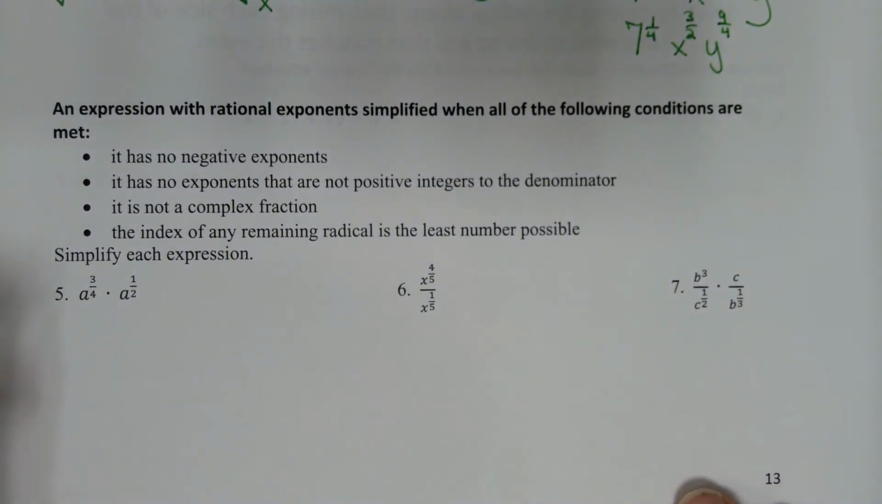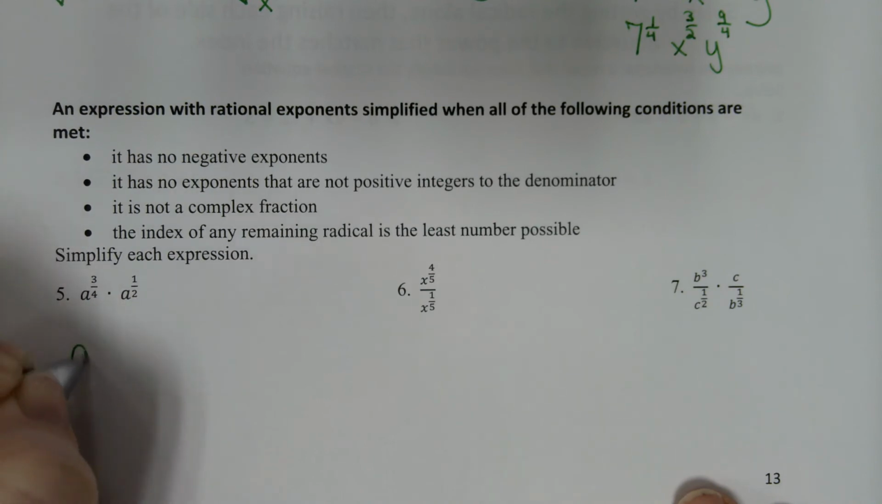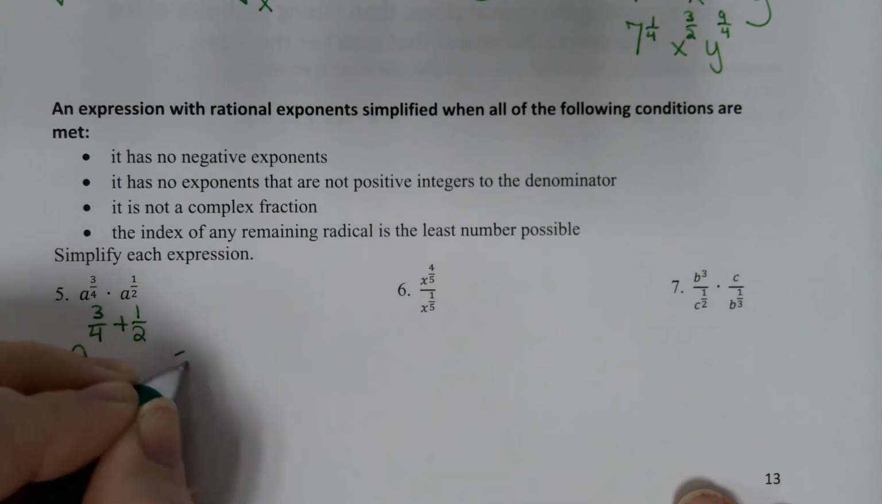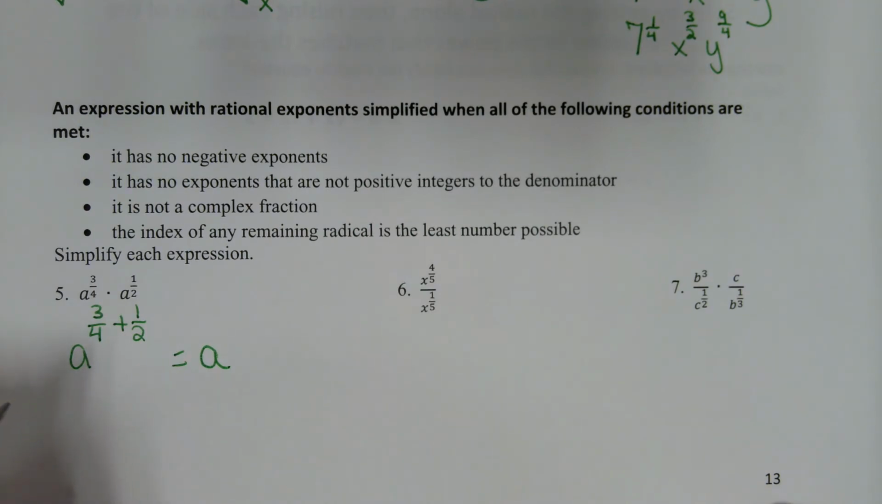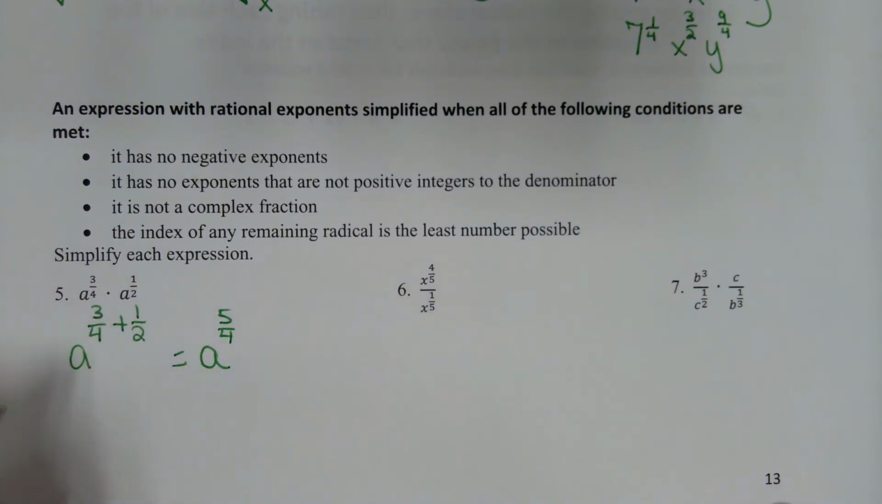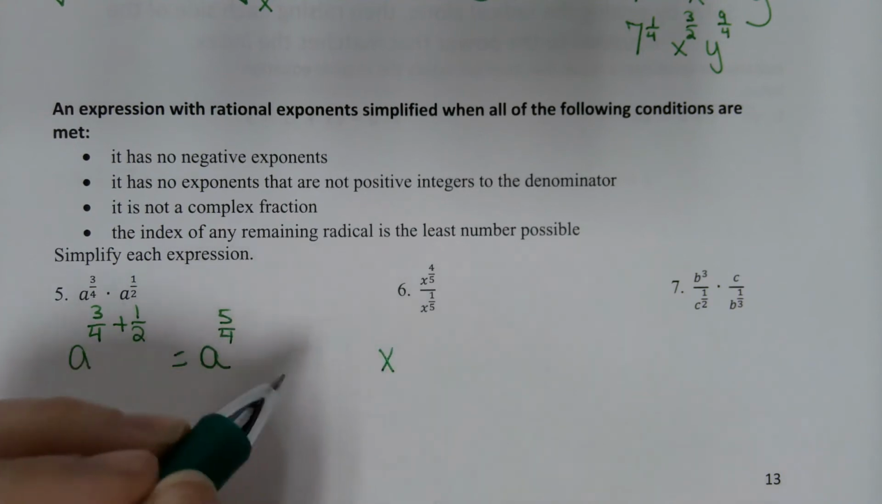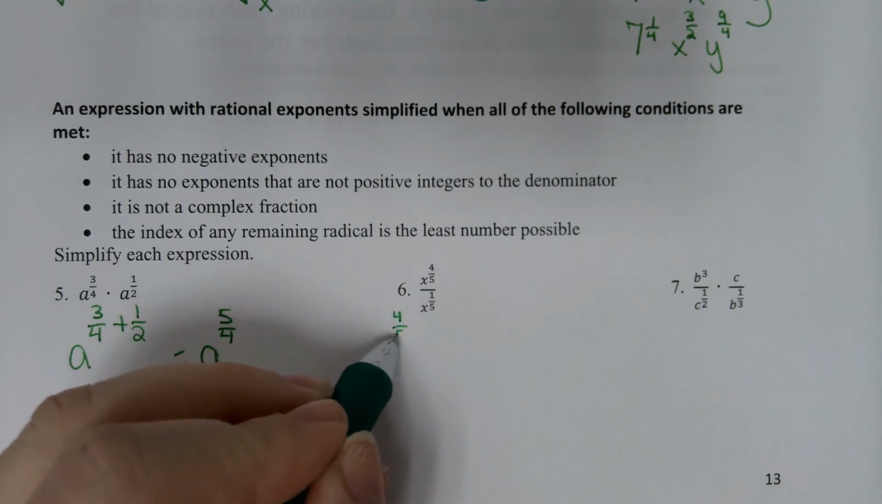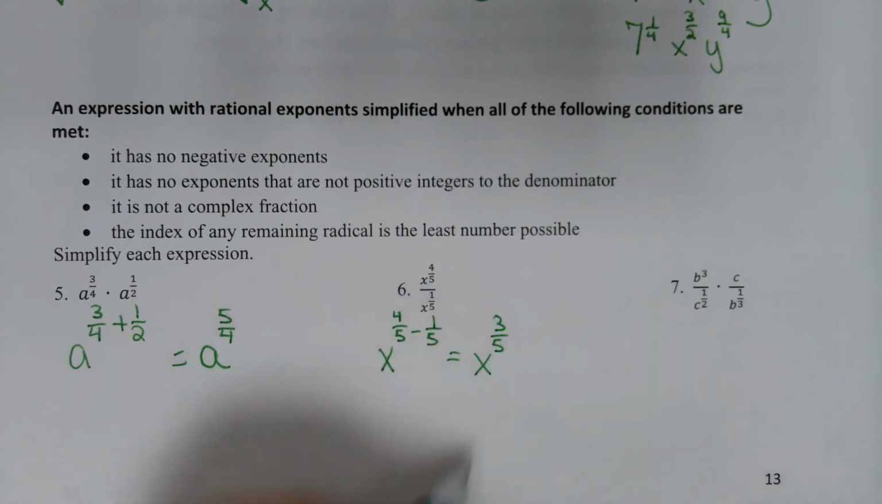They follow the same rules as our integer exponents. So we have a to the 3/4 and a to the 1/2. We'll need to add those exponents together. 3/4 plus 1/2. You can let your calculator do that because you'll need to find a common denominator, or if you'd like to do it by hand, that's fine as well. You should end up with 5/4. For number 6, these bases are being divided, so their exponents will need to be subtracted. 4/5 minus 1/5 gives me 3/5.